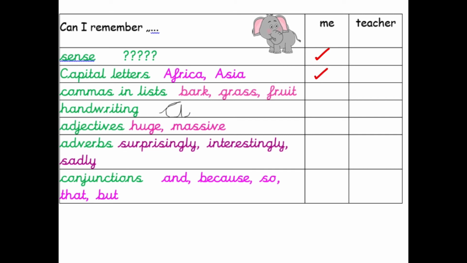Capital letters. You might even manage to put some commas in lists. Handwriting. So hopefully it's neat enough that we can read it. Adjectives. Maybe you might fit in some openers like surprisingly, some adverbs, and interestingly. And then conjunctions. So if you manage to put all of those in your report, I'll be very impressed.